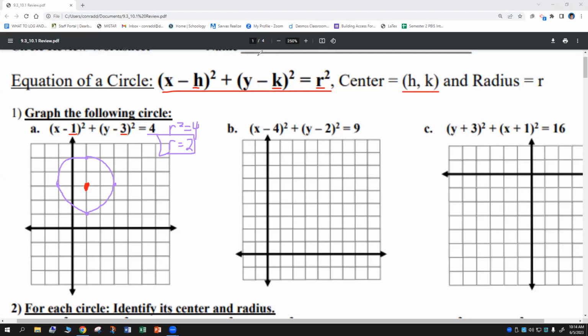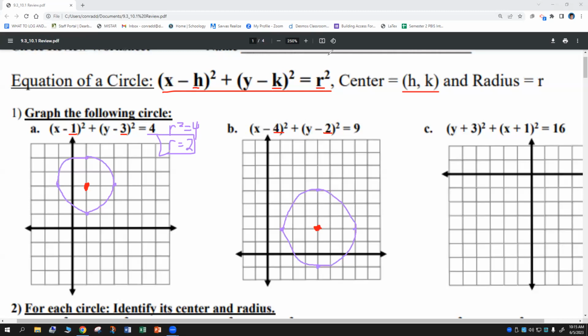All right, on the next one, the center is going to be (4, 2). So (4, 2) is right here. And then r squared is 9, so the radius is going to be 3. So I'm going to go up 3, back to the center, down 3, right 3, left 3. And there's the circle as best I can draw it.